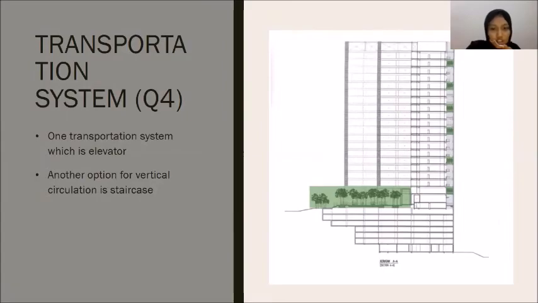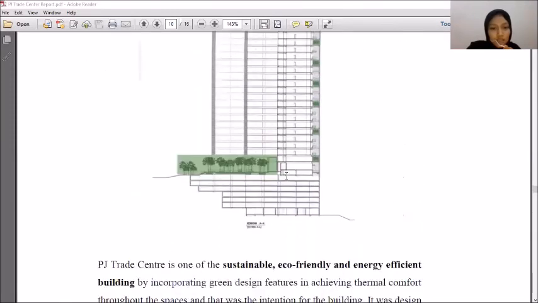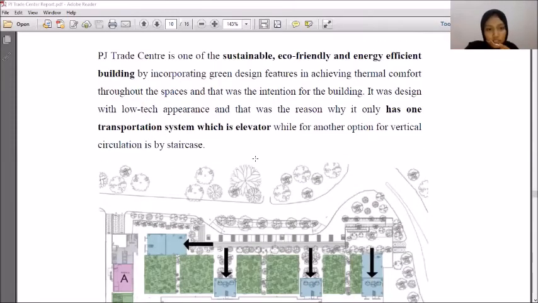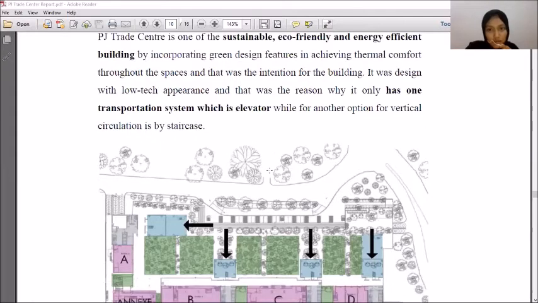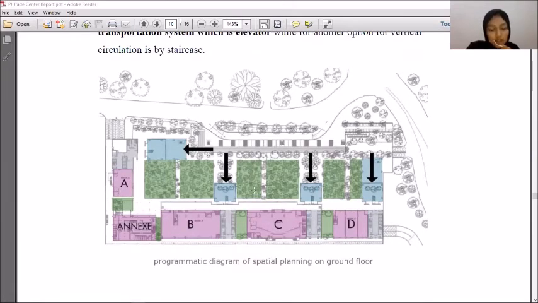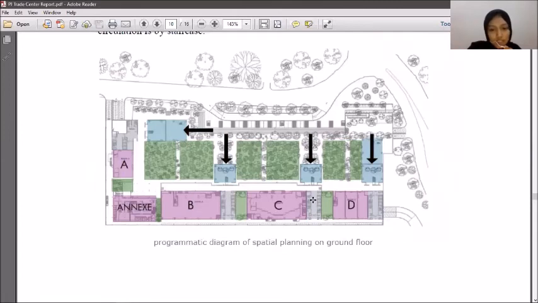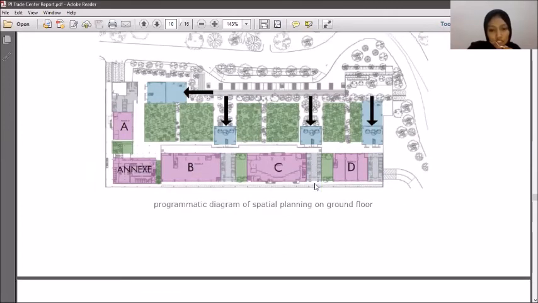Moving on to question 4. Basically, PJ Trade Center only has one transportation system, which is the elevator, and they have another option for vertical circulation, which is the staircase. This is the spatial planning on the ground floor for PJ Trade Center. They have Tower A, Tower B, Tower C, and Tower D. The gray highlighted area in the picture is the vertical circulation.